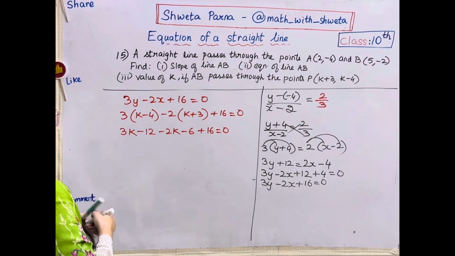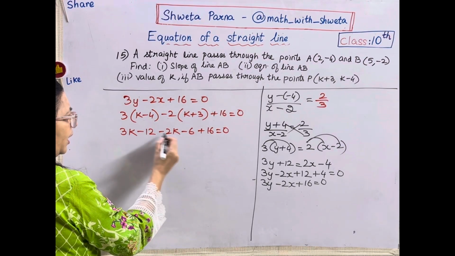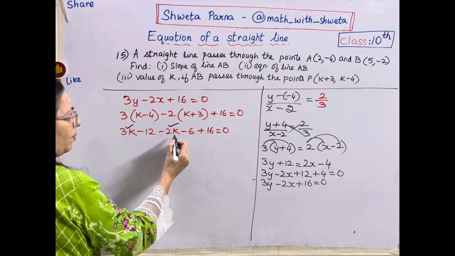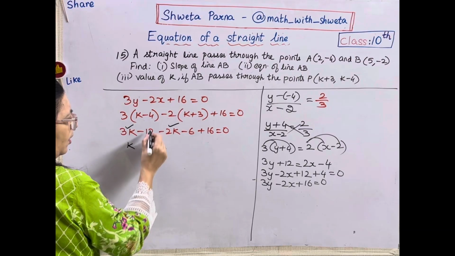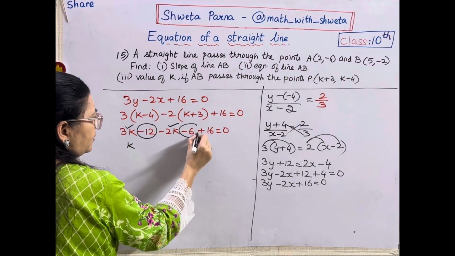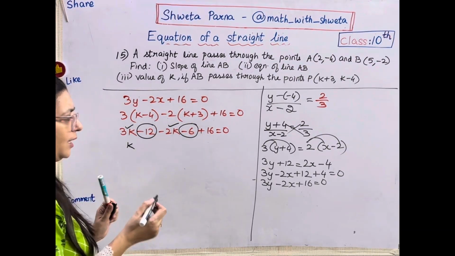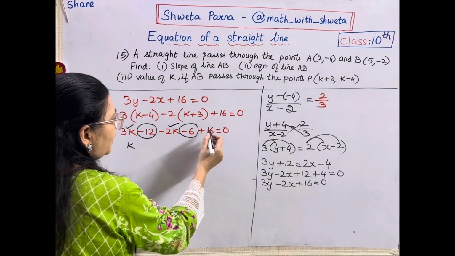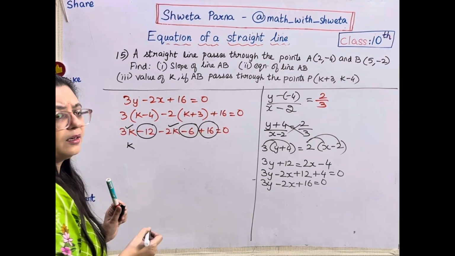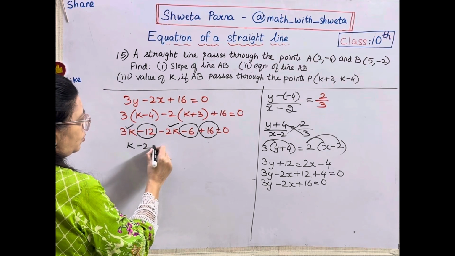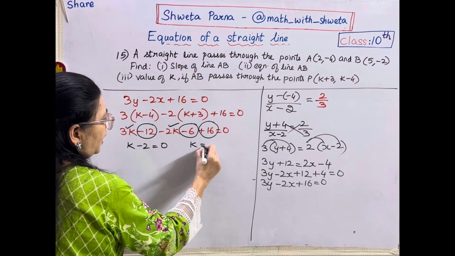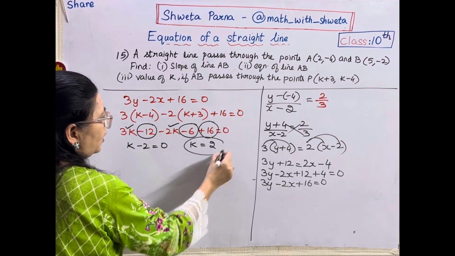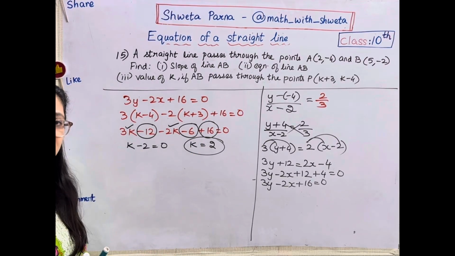Okay. Now 3k minus 2k, this and this, is k. Minus 12 minus 6 is minus 18. Same sign, you will add them and the sign would be negative. Minus 18 plus 16, it is minus 2. So therefore k is 2. This is your answer. I hope it's clear.